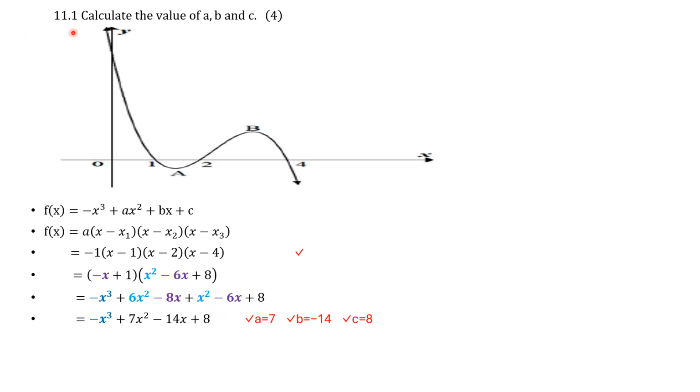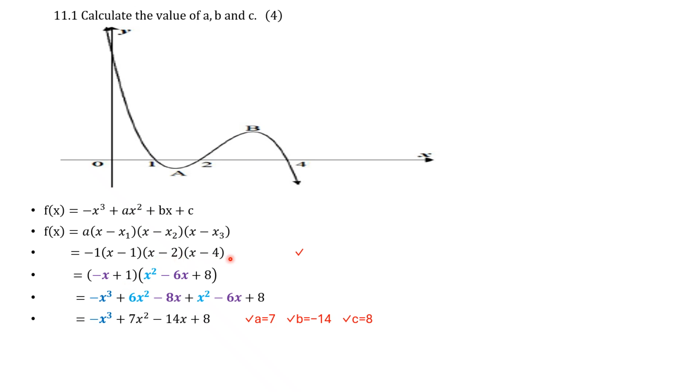Right, so 11.1, calculate the values of a, b, and c. So we have f of x given as minus x cubed plus ax squared plus bx plus c. Whenever they give me 3 x-intercepts, 1, 2, and 4, I need to know I'm going to use the equation f of x equals a times (x minus x1)(x minus x2)(x minus x3). The a value is always in front of x cubed, so there I have minus 1 for a. So positive 1 goes in as negative 1, positive 2 goes in as negative 2, positive 4 goes in as negative 4.